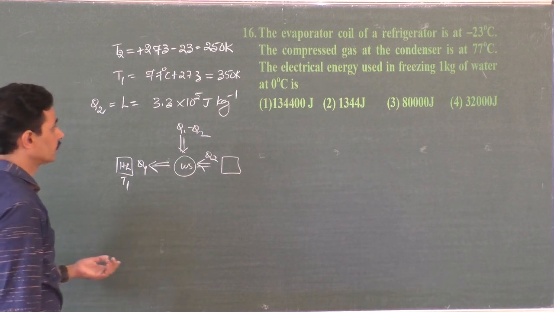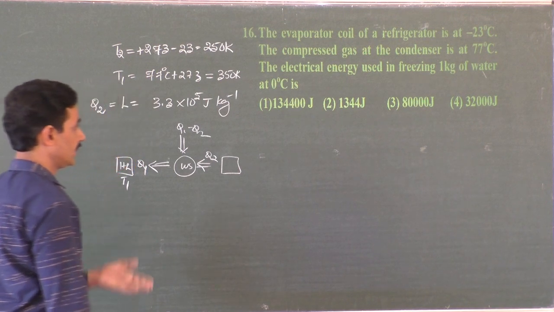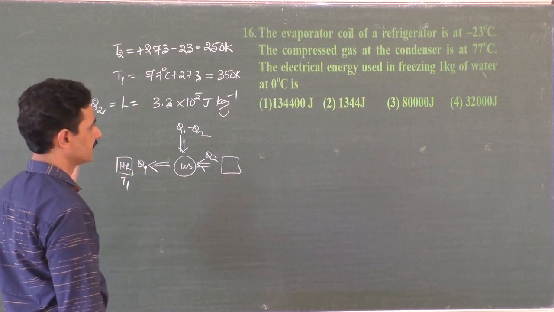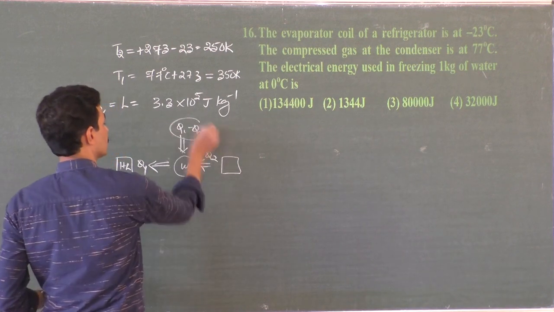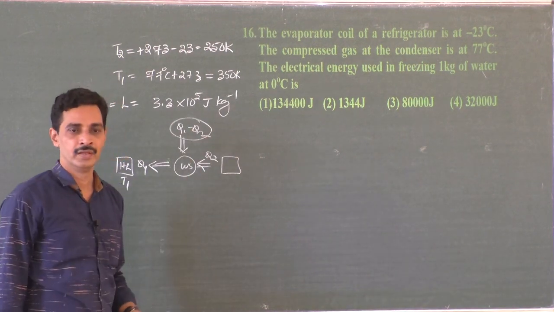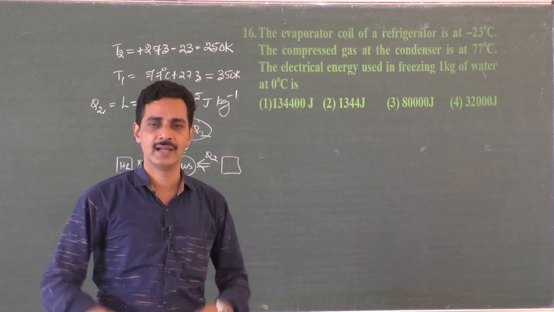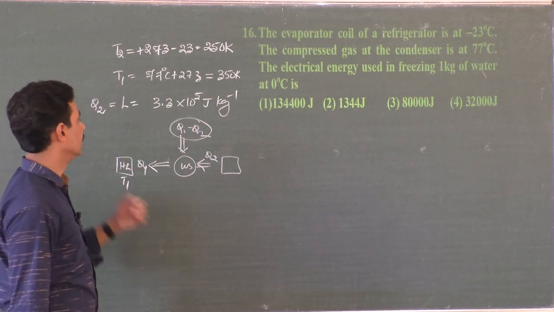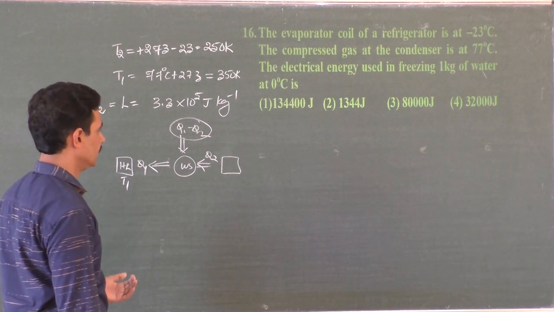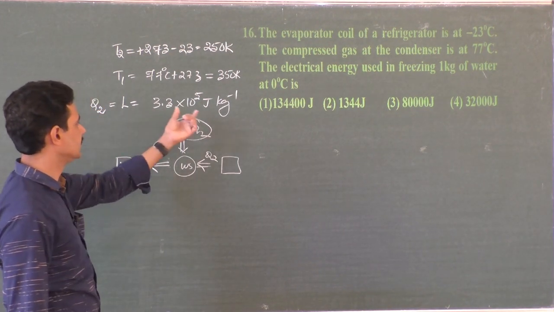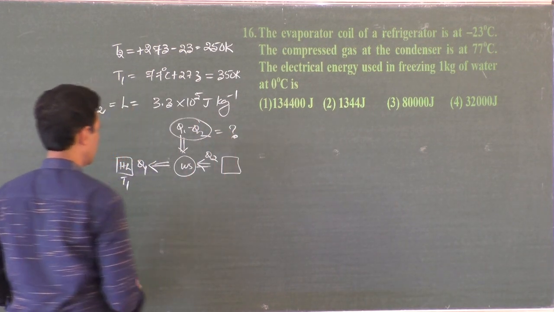Now, what do you have to do here? The evaporator coil of a refrigerator is at so much, the condenser coil is at so much temperature, and we need the electrical energy used in freezing, the work done on the gas. Using the electrical energy, we do work on the gas, compress it and release that energy. So freezing 1 kg of water needs this much energy. So Q1 minus Q2 is how much? That is the question mark.